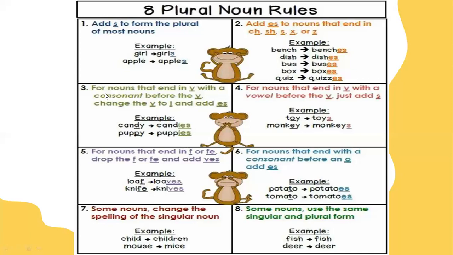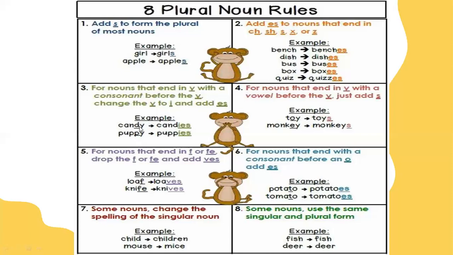So look at the third one. For nouns that end in y with a consonant before y, you have to change that y to i and add es.